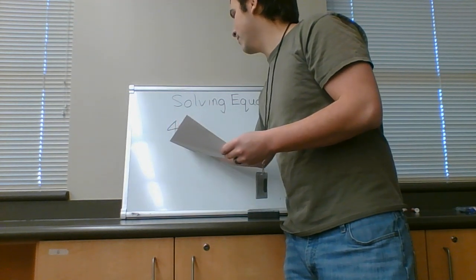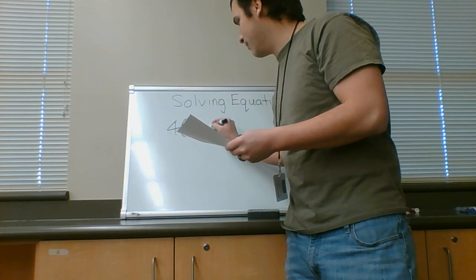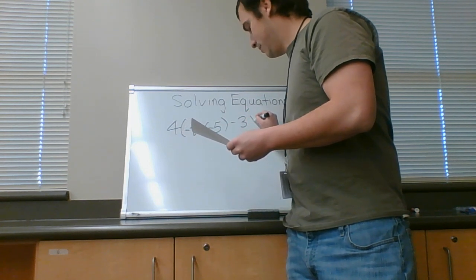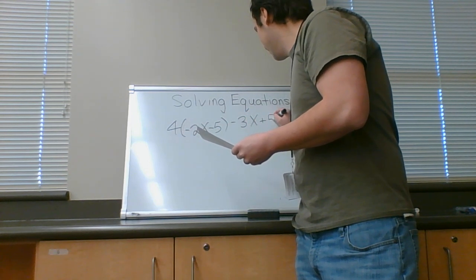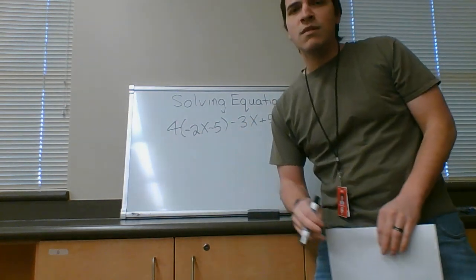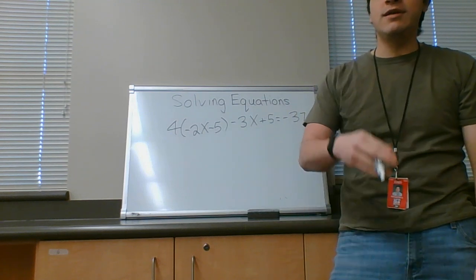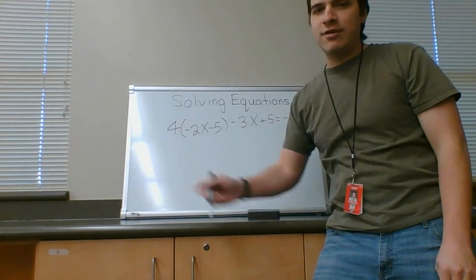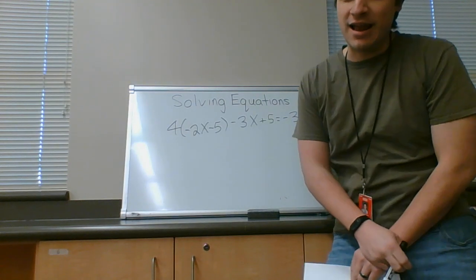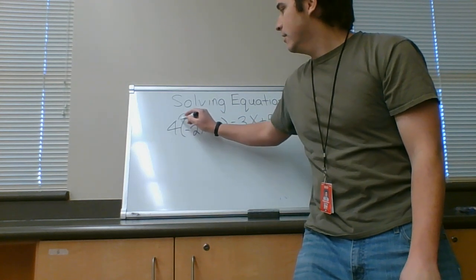All right, so next example. What if we have the distributive property and like terms going on? 4(-2x - 5) - 3x + 5 = -37. Okay, to solve this kind of problem, first we have to get it in the two-step equations form that we like to have it look like. Otherwise, we're not going to be having fun with this. So first thing we do, distribute.